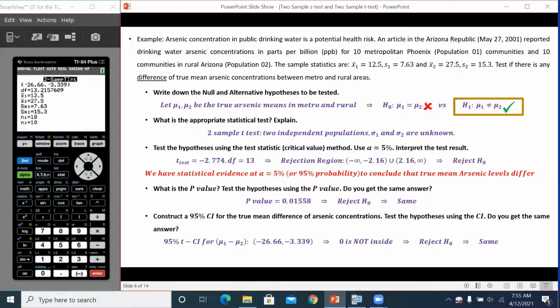Alright, the two-sided 95% T confidence interval is from negative 26.66 to negative 3.339. This is also a hypothesis given on the basic form. We have to see if 0 is inside of the confidence interval. Clearly, 0 is not inside of the confidence interval. Therefore, we reject the null hypothesis. Once again, we get the same conclusion. Interpretation does not have to be written again, since we already wrote it earlier.